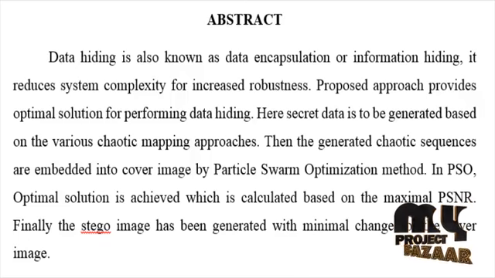Then the generated chaotic sequences are embedded into cover images by the particle swarm optimization method. In PSO, the optimal solution is achieved, which is calculated based on the maximal PSNR. Finally, the stego image is generated with minimal changes to the cover image.